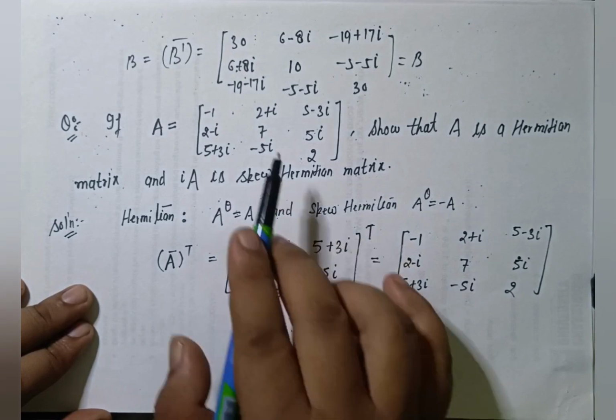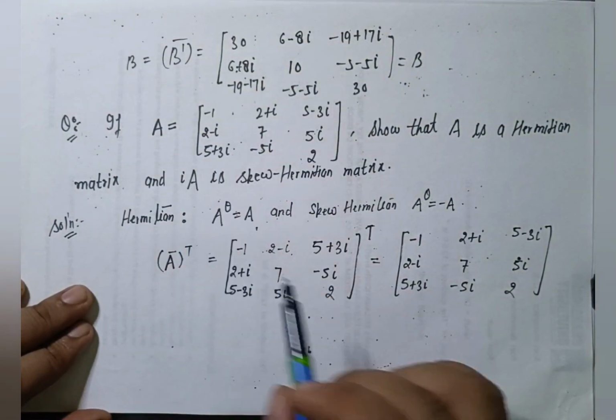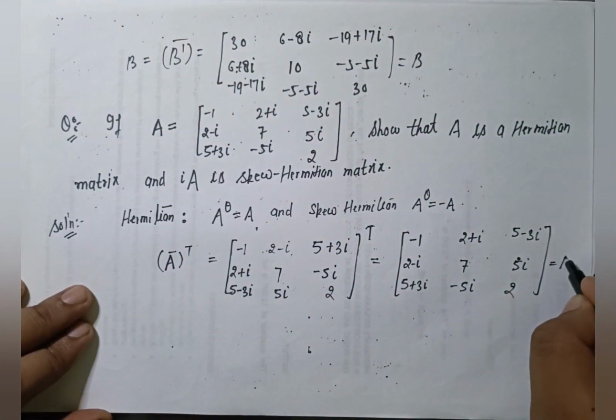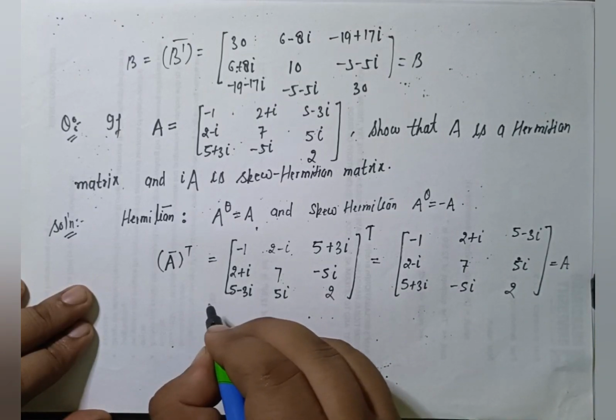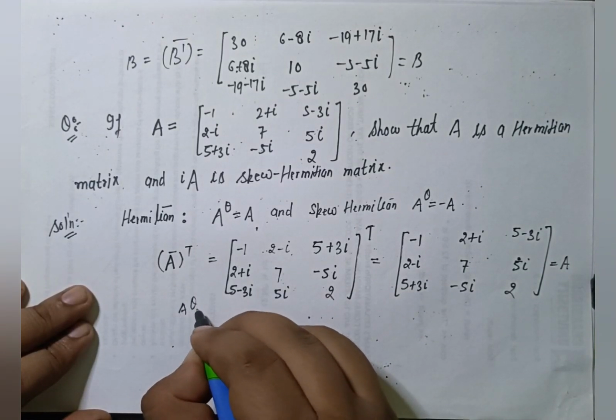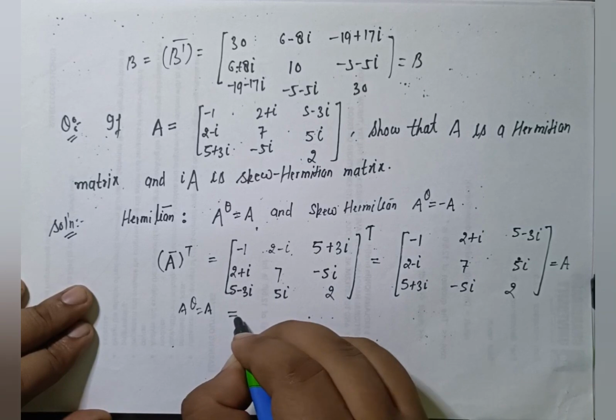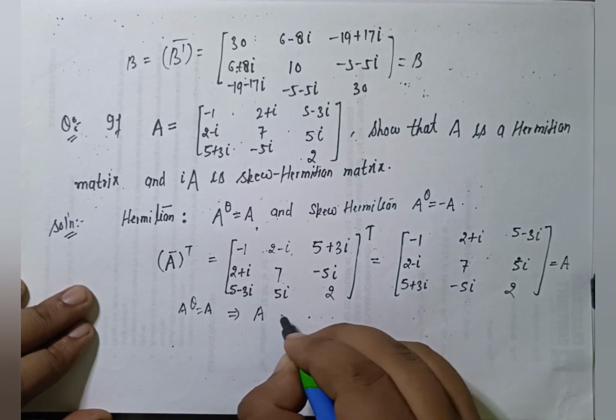Okay, so now we check, is it equal to A? Obviously minus 1, 2 plus iota. So if we see, then it is equal to A. So we can say A theta is equal to A, and this implies that A is the Hermitian matrix.